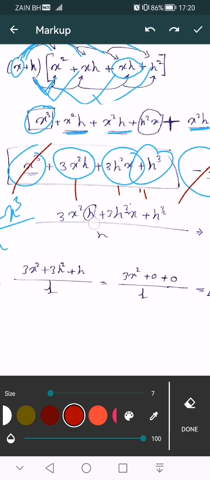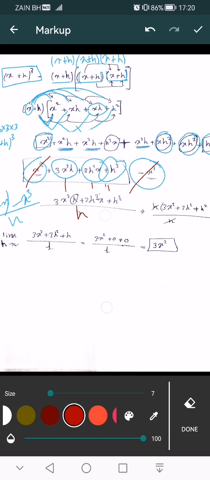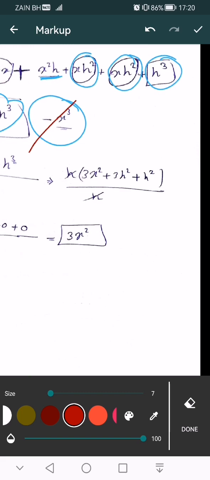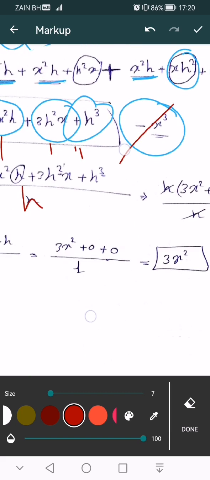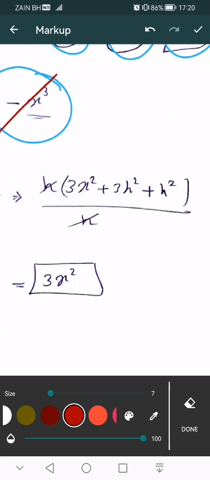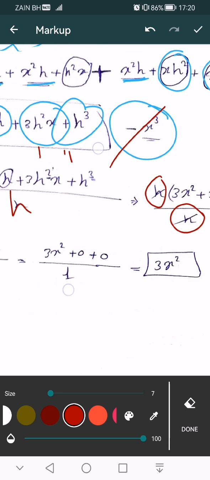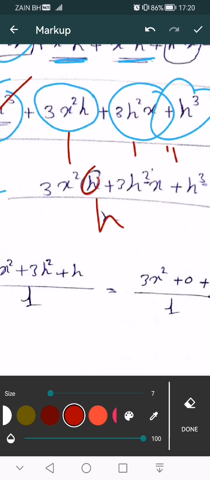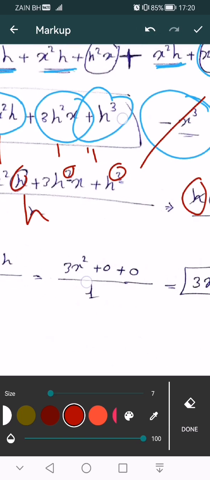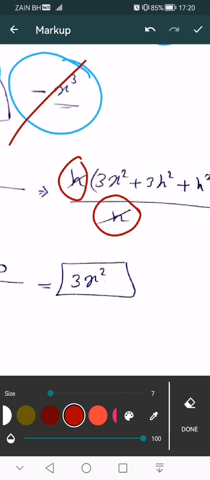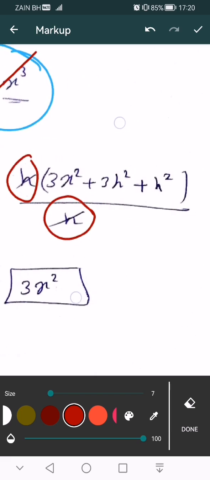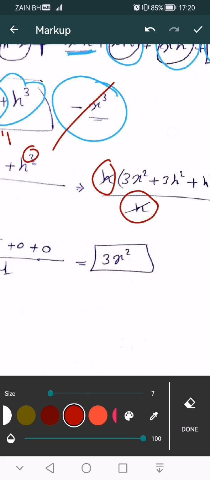So the same question which I said in the previous type of solving: how can I take h from each one? Yes, you can. So I take h here and cancel it, h from each one. So h from here, h from here, and h from here, and put it here. Then I cancel h over h, and yeah, 3x square plus 3h square plus h square.